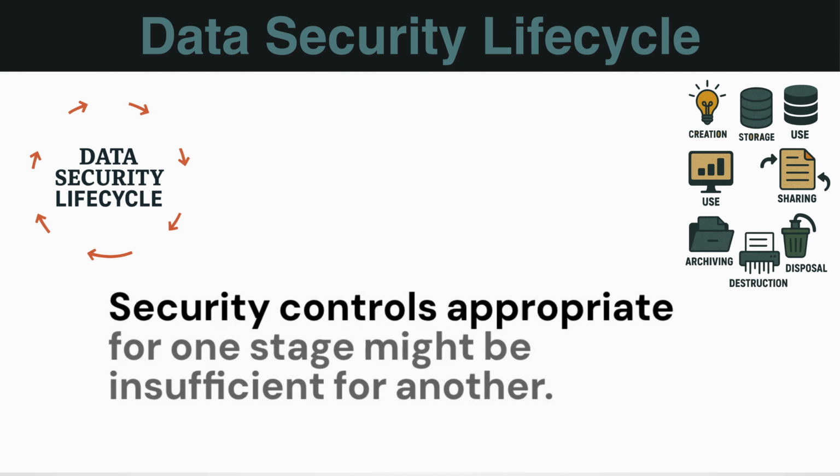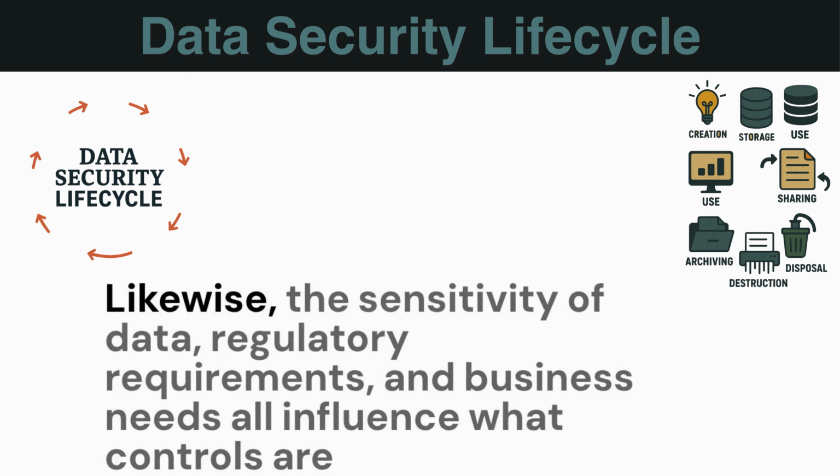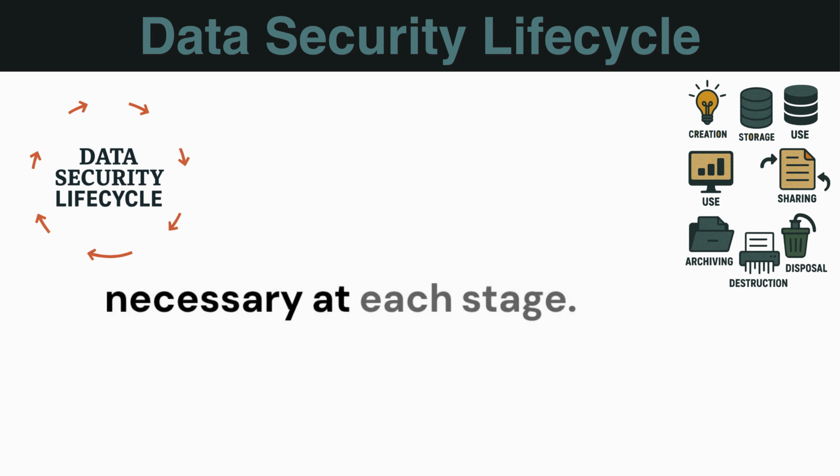Security controls appropriate for one stage might be insufficient for another. Data at rest requires different protections than data in transit or data in use. Likewise, the sensitivity of data, regulatory requirements, and business needs all influence what controls are necessary at each stage.